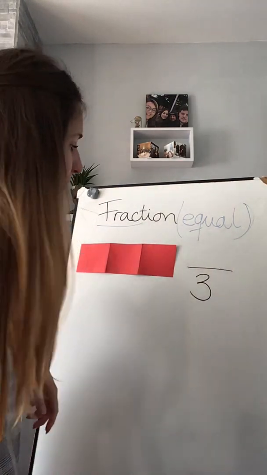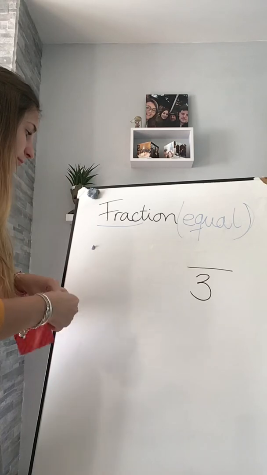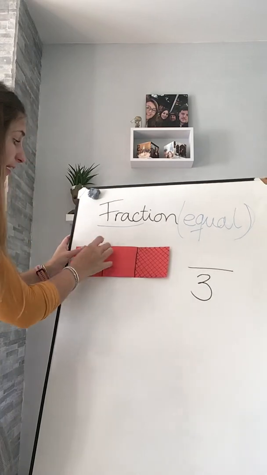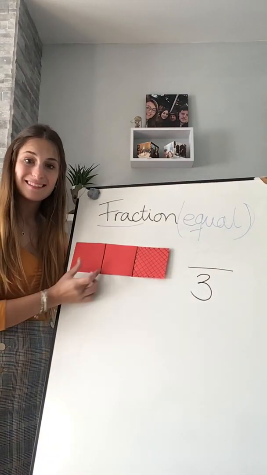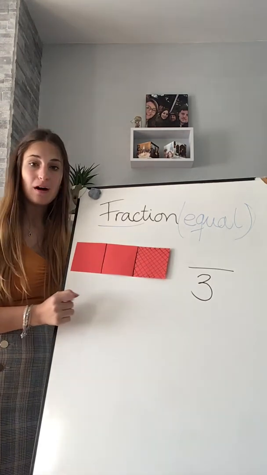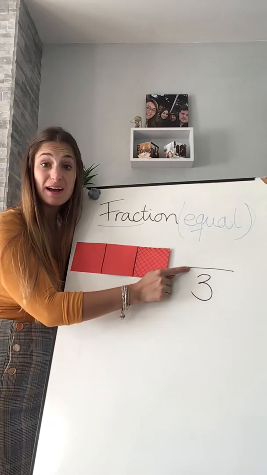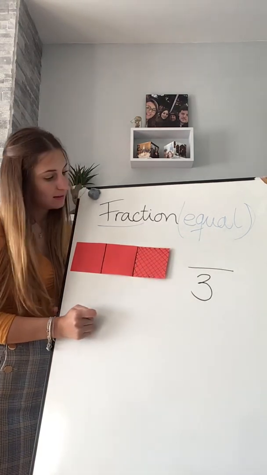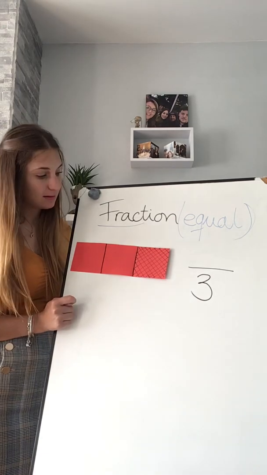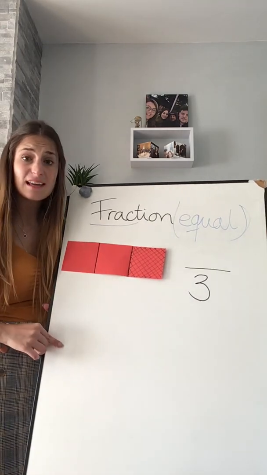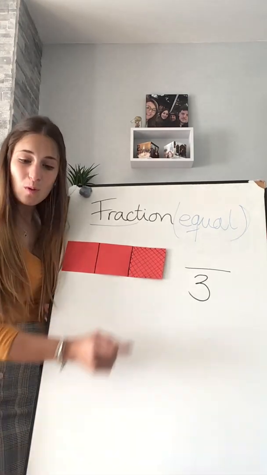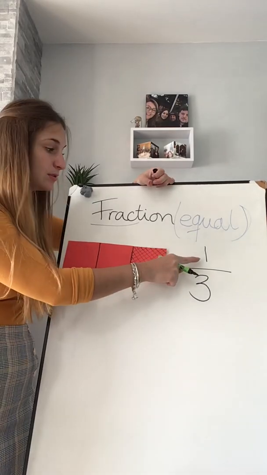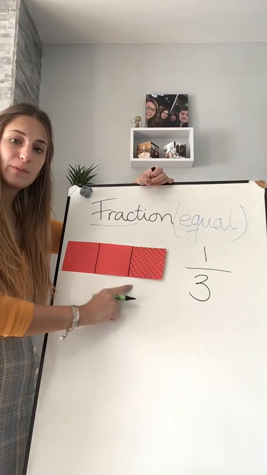So let's look at this one. I have 1, 2, and 3 equal parts. So it's been divided, it's been cut into 3 equal parts. But I've taken one of them. How many have I taken? 1. So that is how you represent that I have taken 1/3 of my fraction.